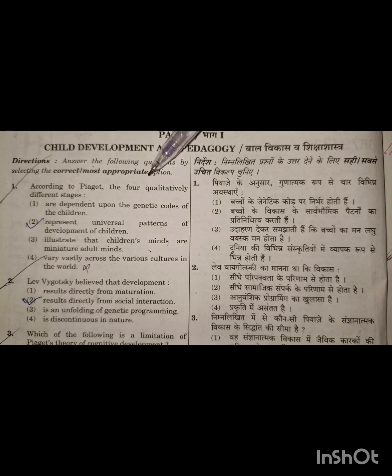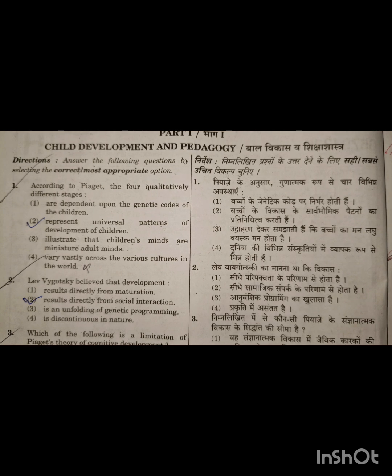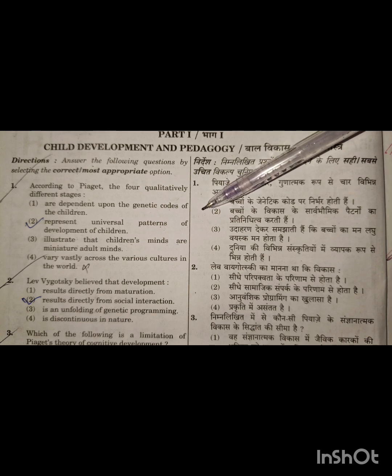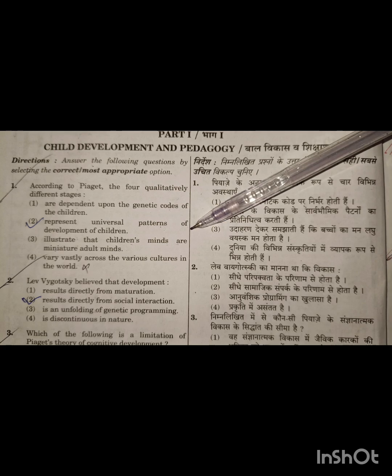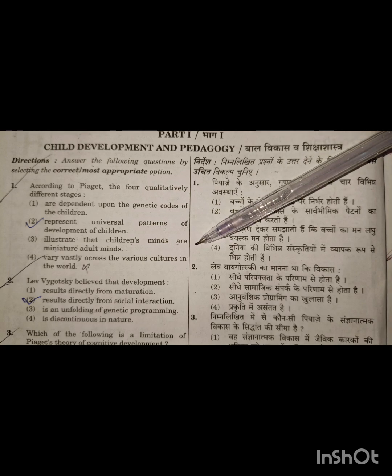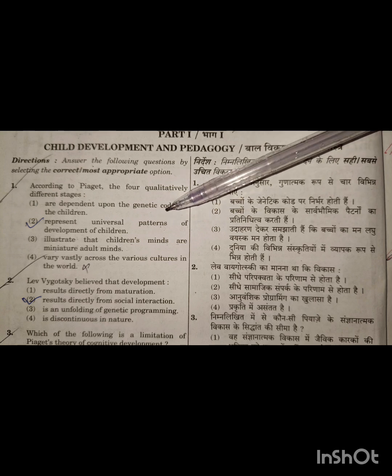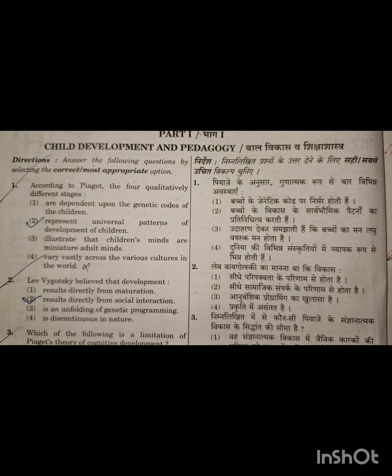According to Piaget, the four qualitatively different stages: first option, are independent of the genetic code of the children. Second, represent universal pattern of development of children. Third, illustrate that children's minds are miniature adult minds. Fourth, vary vastly across the various cultures in the world. The correct option is 2, represent universal pattern of development of children.